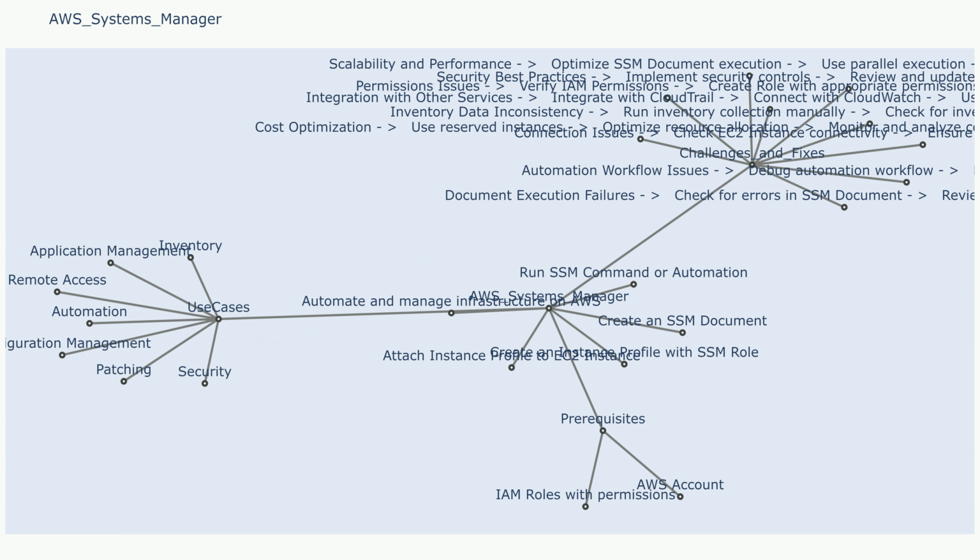Enable logging and auditing of SSM operations through CloudTrail integration. Monitor and analyze SSM metrics and events using CloudWatch integration. Develop custom integrations using AWS Lambda to extend SSM functionality.